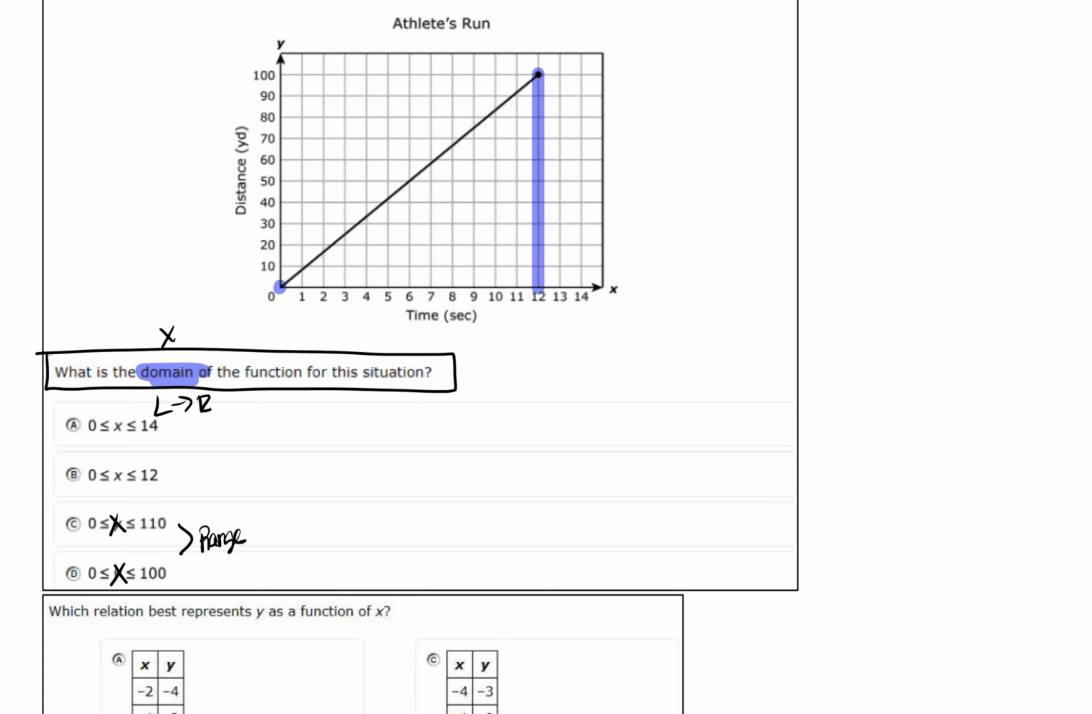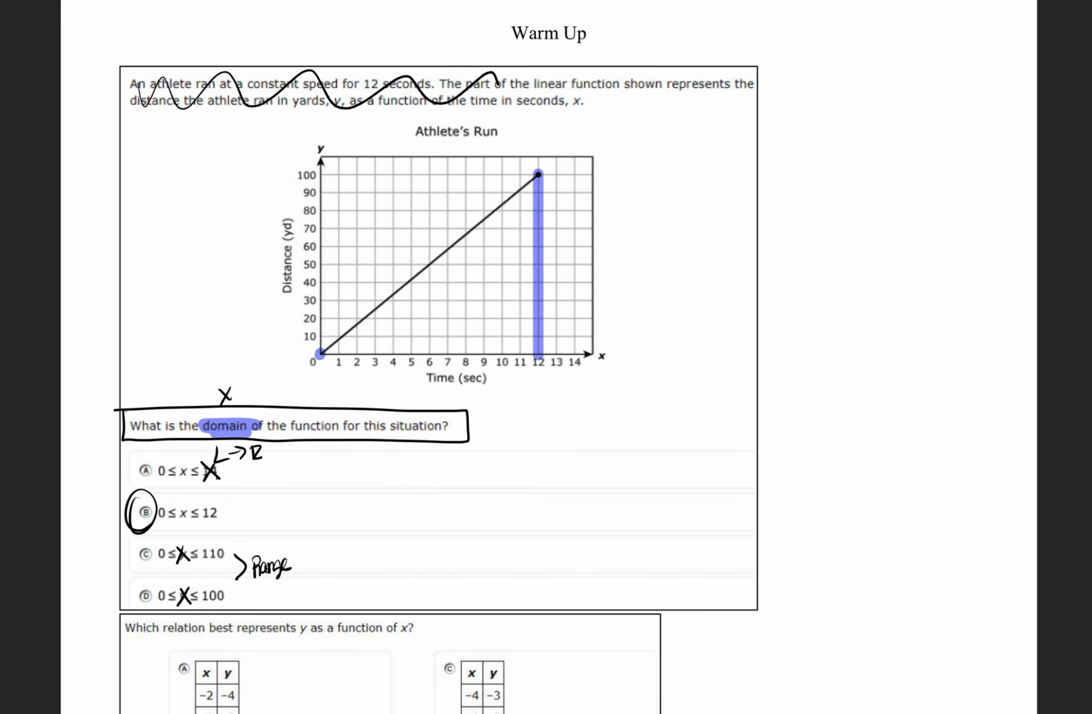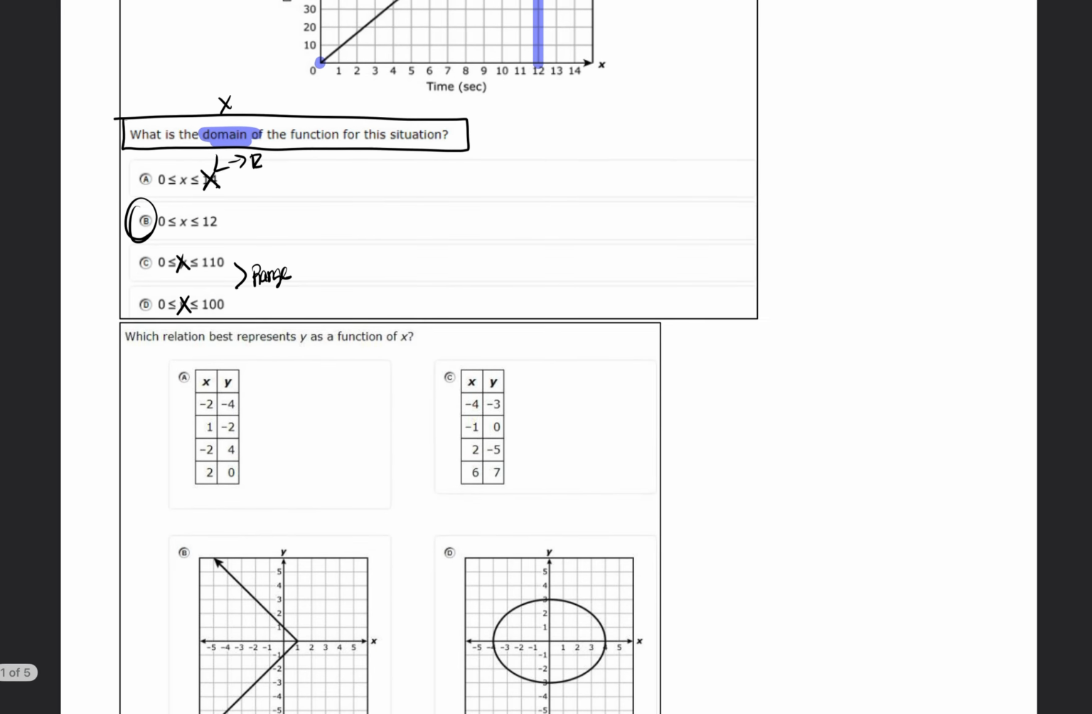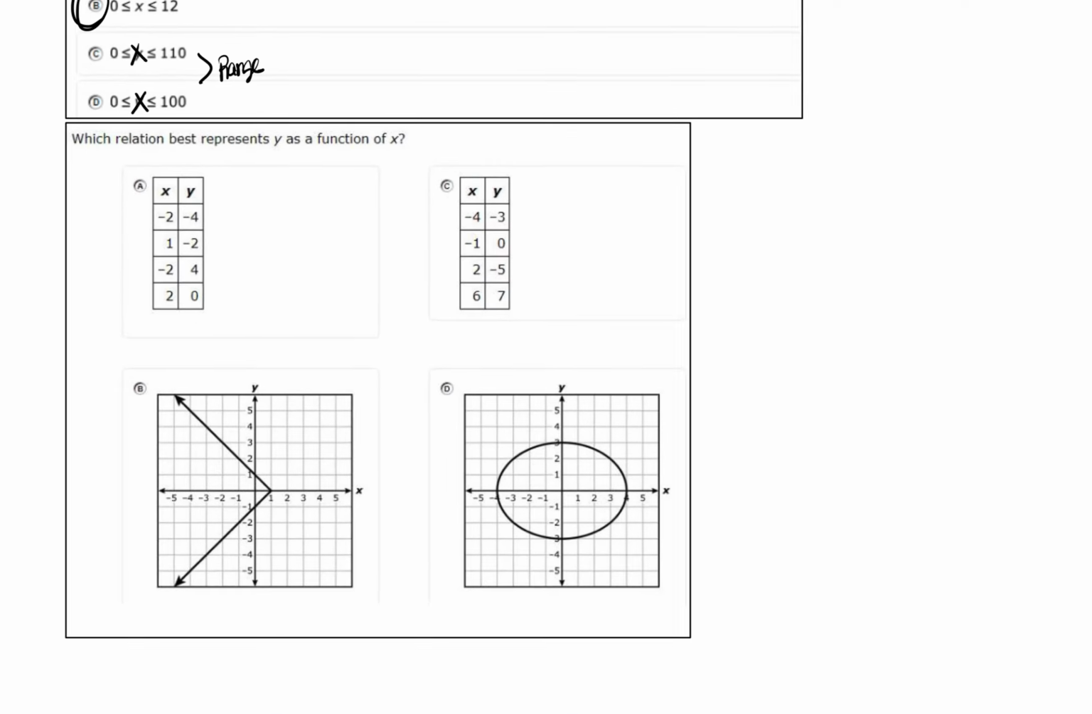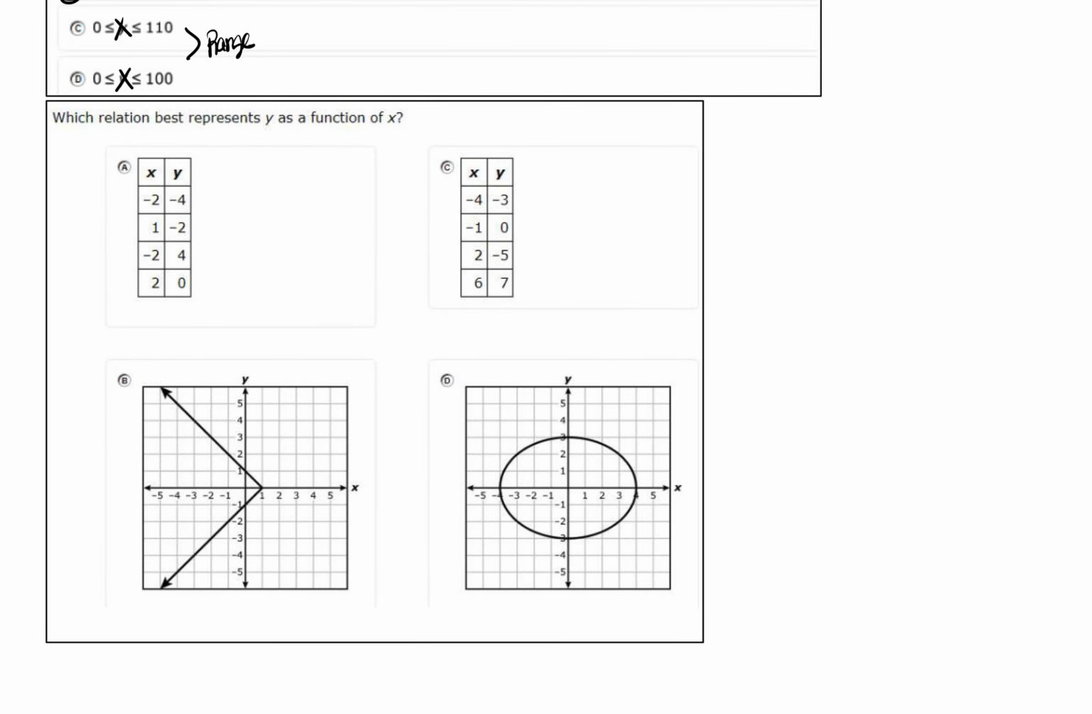So then I look at my answer choices. A is incorrect because 14 is the wrong number, so B is the correct one. Notice I didn't need to read any of this. Here, which one represents a function? This is a fancy way of asking you which one is a function.